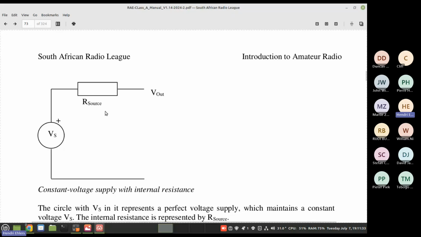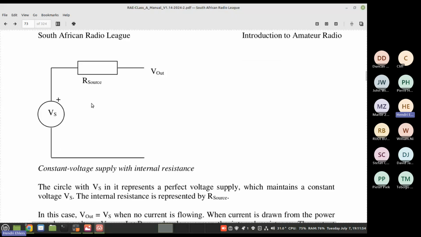Here's a circuit with a resistor and a power supply. This resistor is the source resistance, it's the internal resistance. In some cases in a diagram, they'll draw this in and give you the ohms so that you know what your internal resistance is. So if you know the current you're going to draw, you can actually calculate the voltage drop.